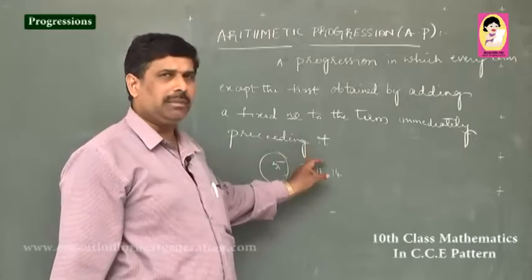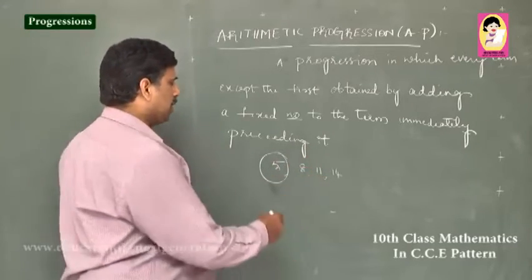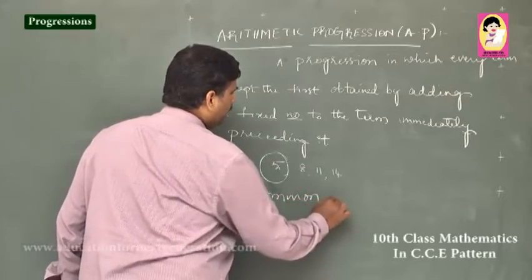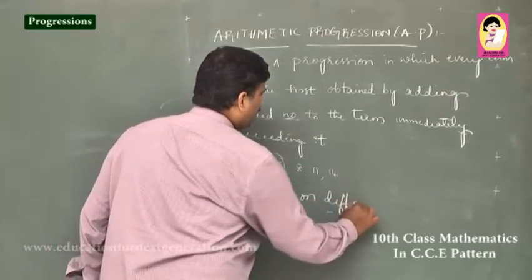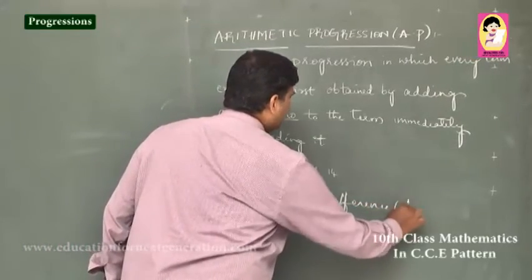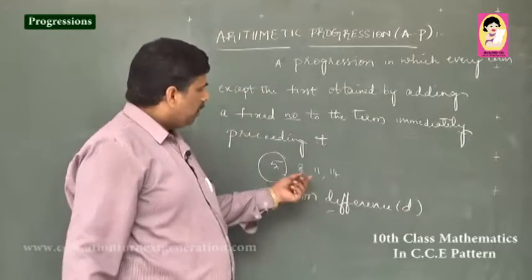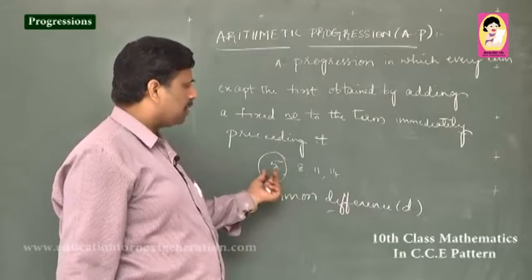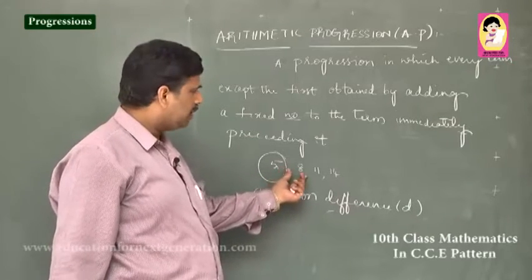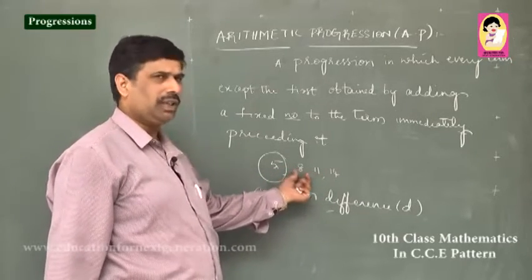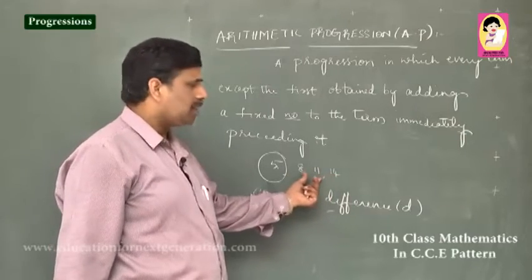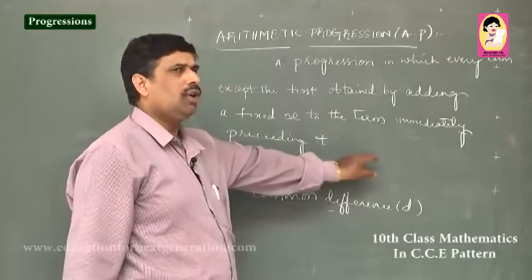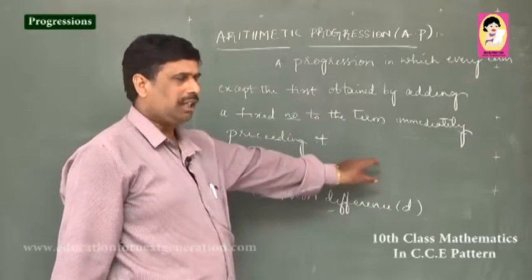So that fixed number, we call it the common difference. What do we call it? Common difference. So this common difference is denoted by D. The D is same. You see, you subtract first term from the second term, you get the result 3. Third minus second, you get 3. Fourth minus third also, you will get 3. So that fixed number is common in the entire sequence.